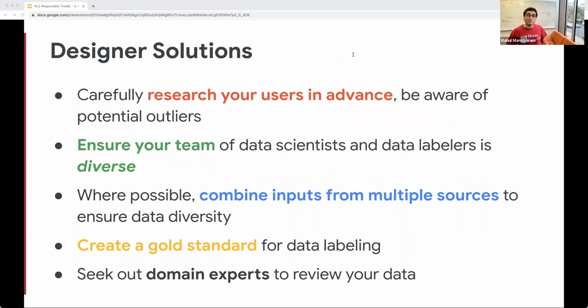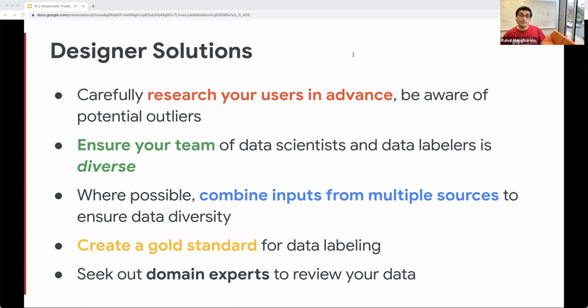Now, just to wrap up, as an individual designer, there are some helpful tips to keep in mind to mitigate bias. First, carefully research your users in advance and be aware of potential outliers in your user population. Ensure your team of data scientists and data labelers are actually diverse, right? Have a measure of their diversity. Where possible, combine inputs from multiple sources to ensure data diversity. Don't just get it from one country or one kind of set of sensors in one environment.